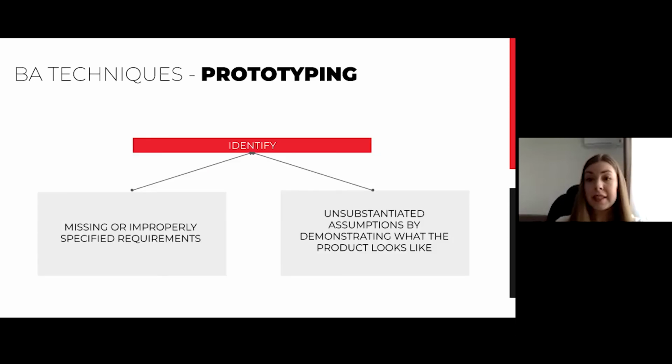The next technique is prototyping. This is probably one of the best techniques to visualize the idea of the product and receive fast feedback on its design and usability from your potential customers.